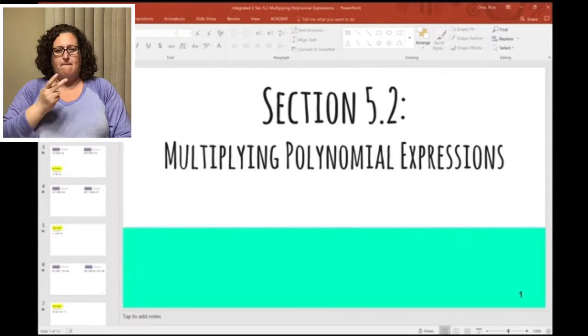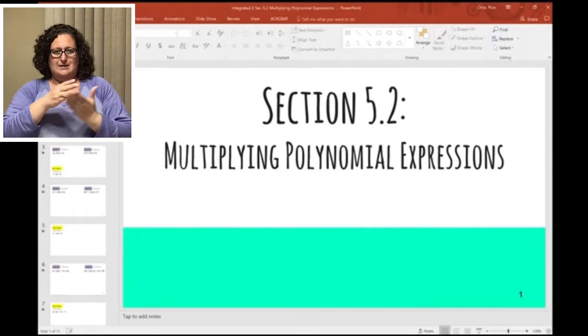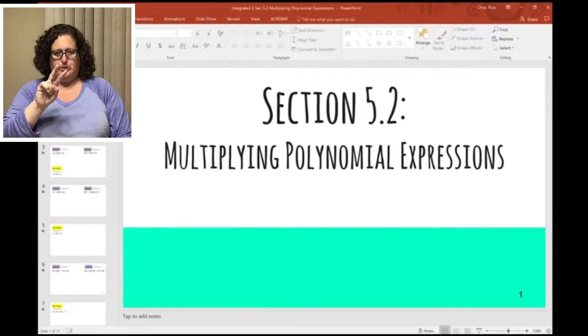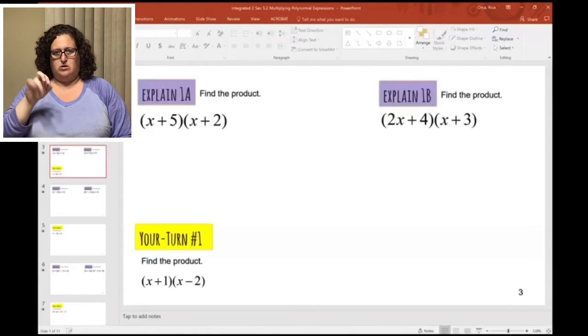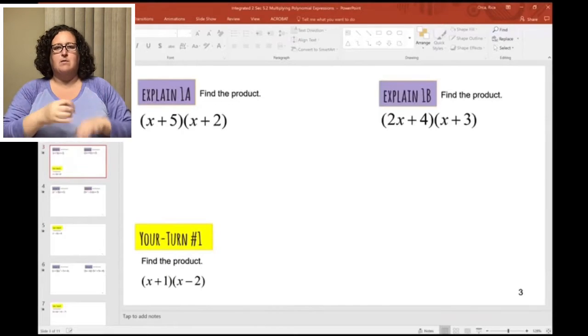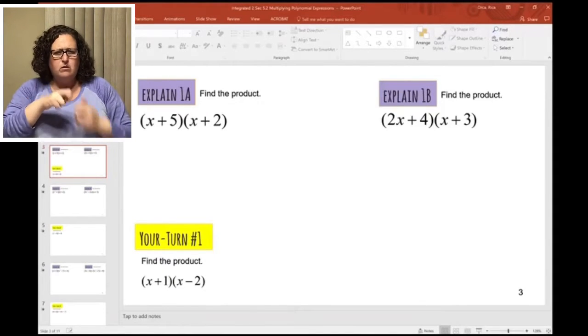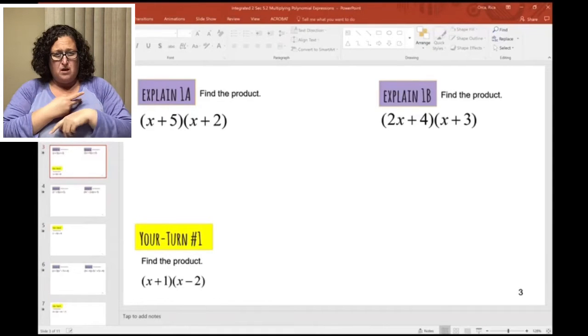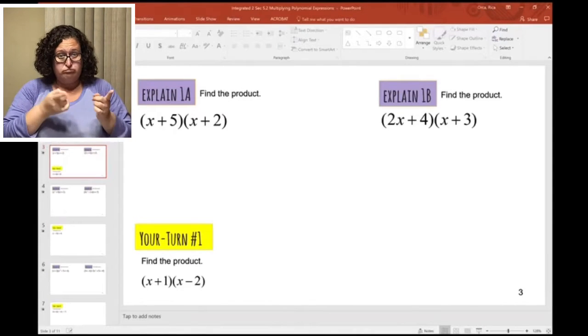Welcome back, class. Today we're going to look at section 5.2 and we're multiplying polynomial expressions. Explain 1a, find the product. So if you look at this problem, it looks like we're multiplying a binomial to another binomial.